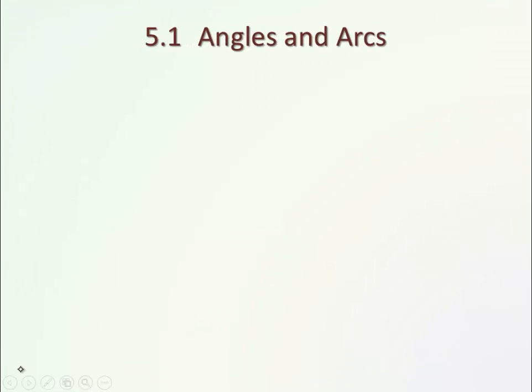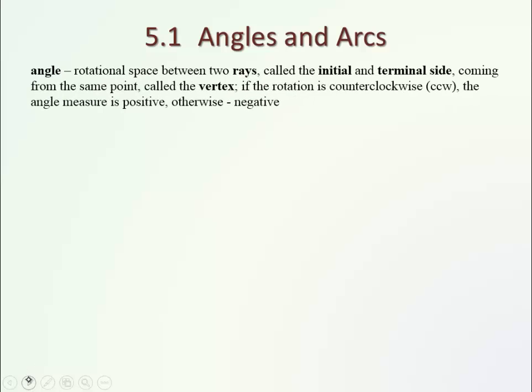This is the first lesson in the trigonometry unit. We'll talk about angles and arcs. What's an angle? Well, an angle is a space between two rays. For example, if I have a ray coming from this point called a vertex this way and the other ray that way, then the angle is actually the whole space of the plane contained by these two rays.